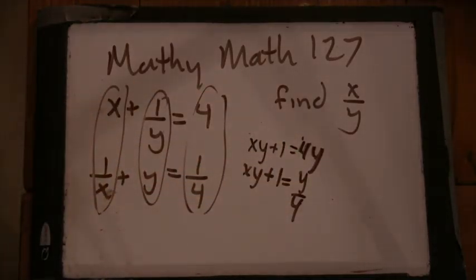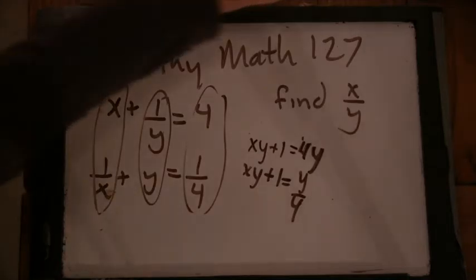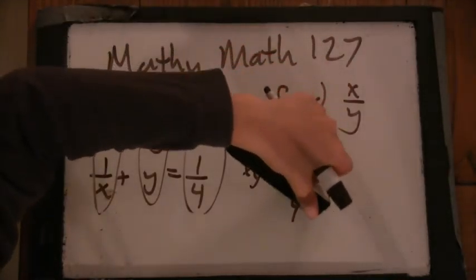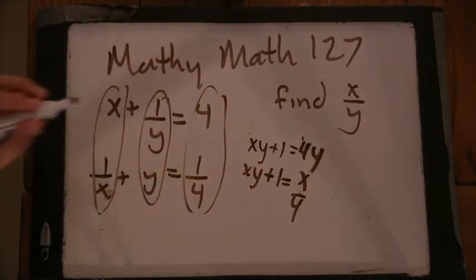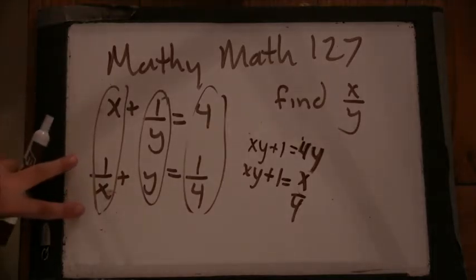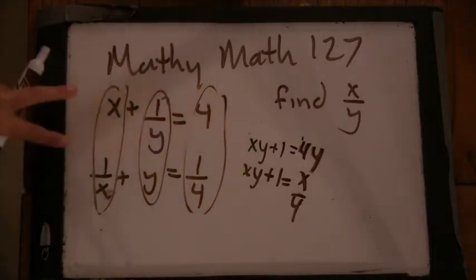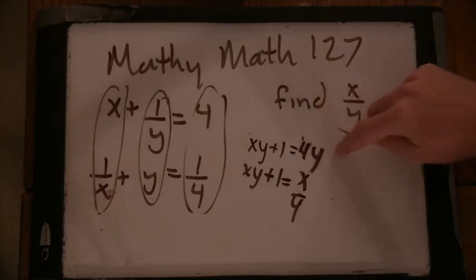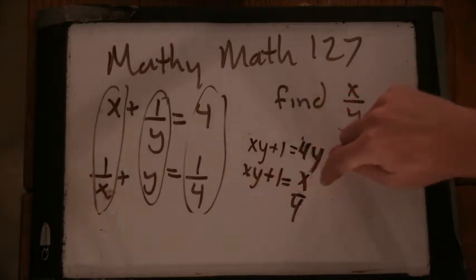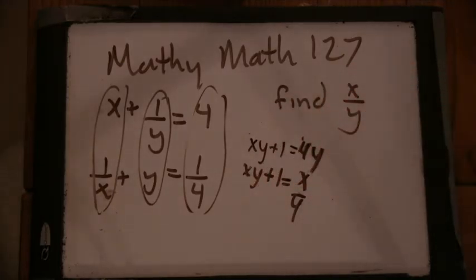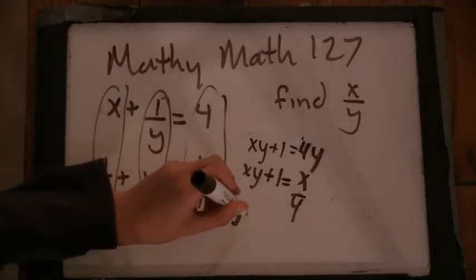How did you get that? We multiply the whole equation by x, and the other whole equation by y. So we have xy plus 1 equals 4y, and xy plus 1 equals x over 4. Well, that says that 4y is x over 4. Oh, okay, well that's nice.